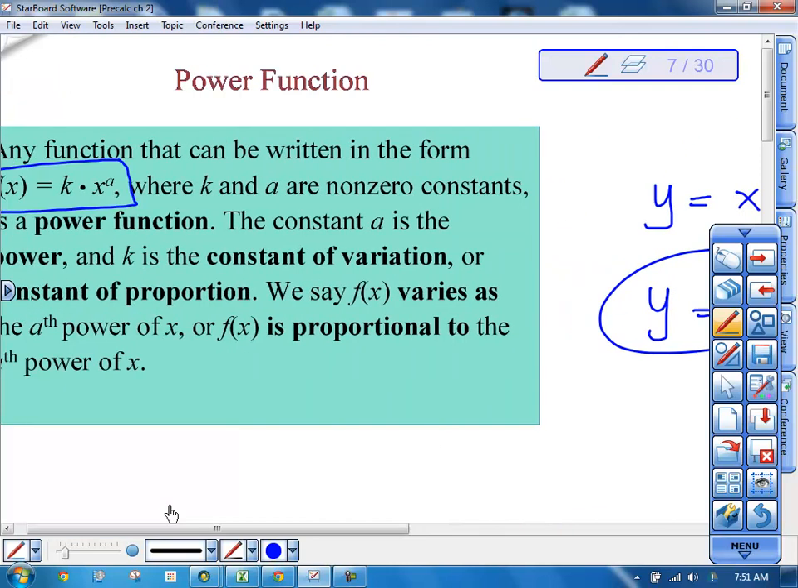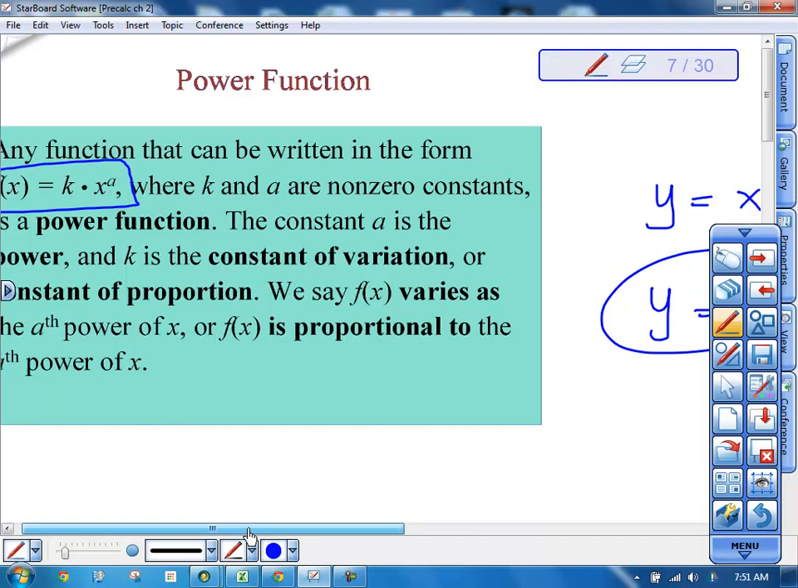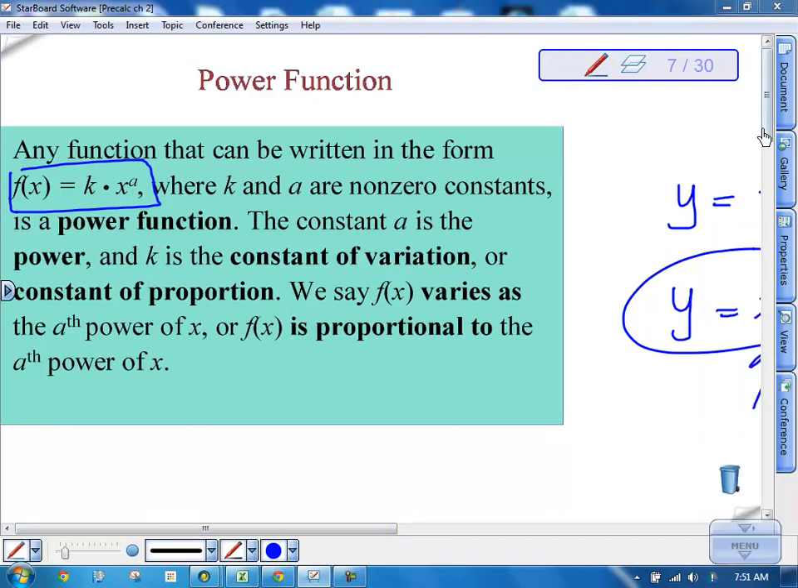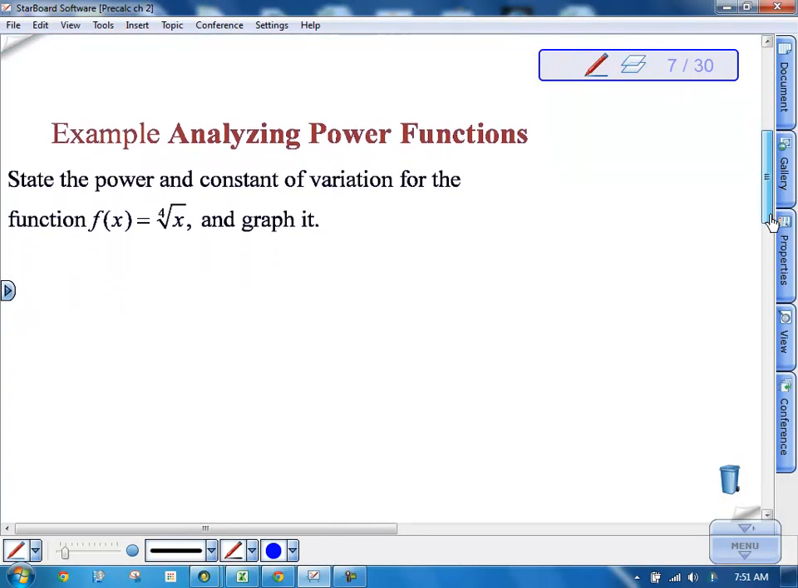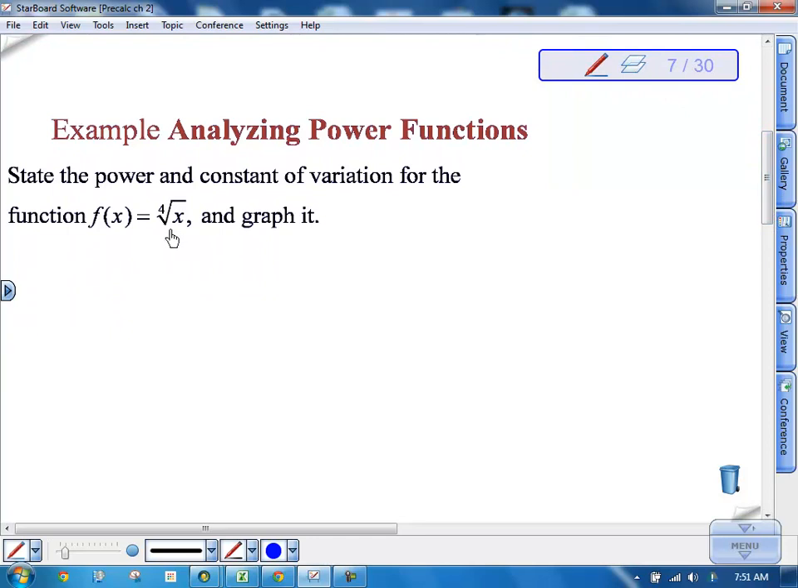So now, basically, our exponent can be any number we want. It doesn't have to be just a whole number. All right? It can be a negative number. It can be a fraction. Any real number.